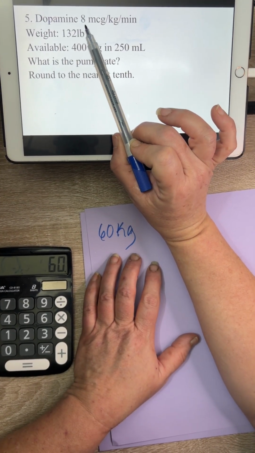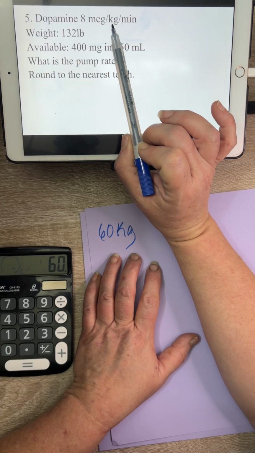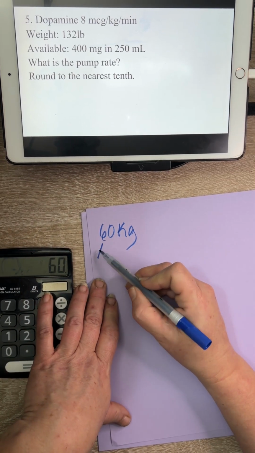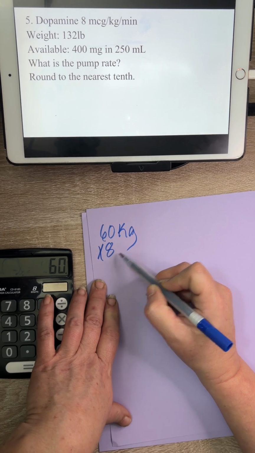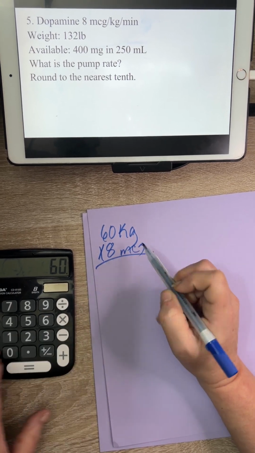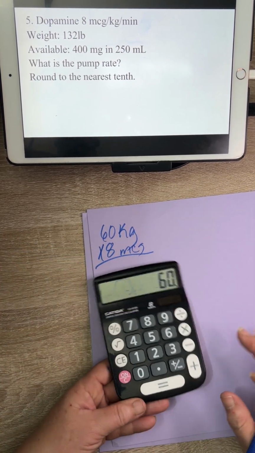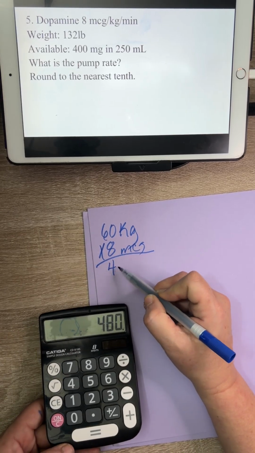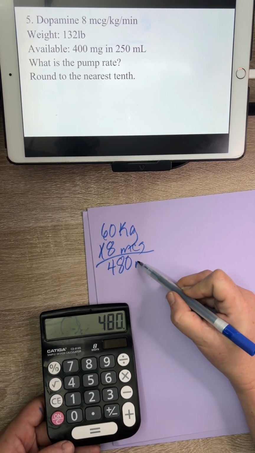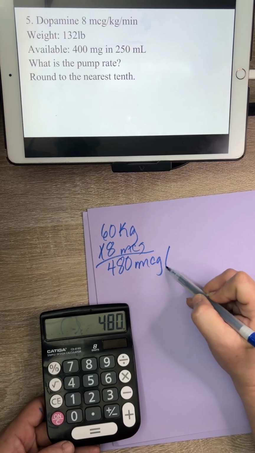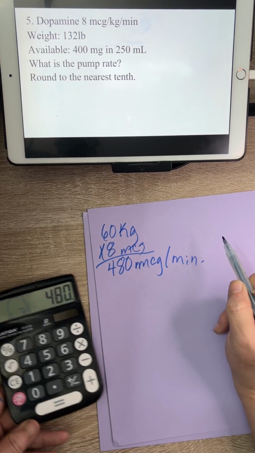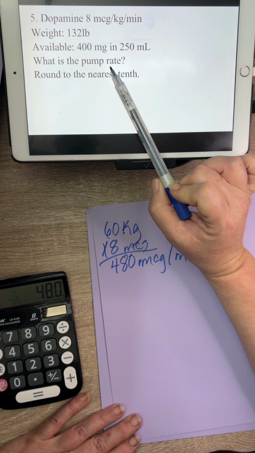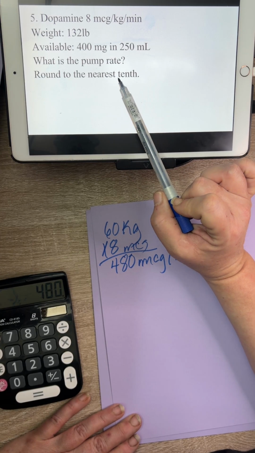Mr. Man wants 8 micrograms for every single kilogram. So we're going to multiply these 60 kilograms by 8 micrograms. Times 8 equals, and that is going to be 480 micrograms per minute. And then we got to put it on a pump, and round to the nearest tenth.